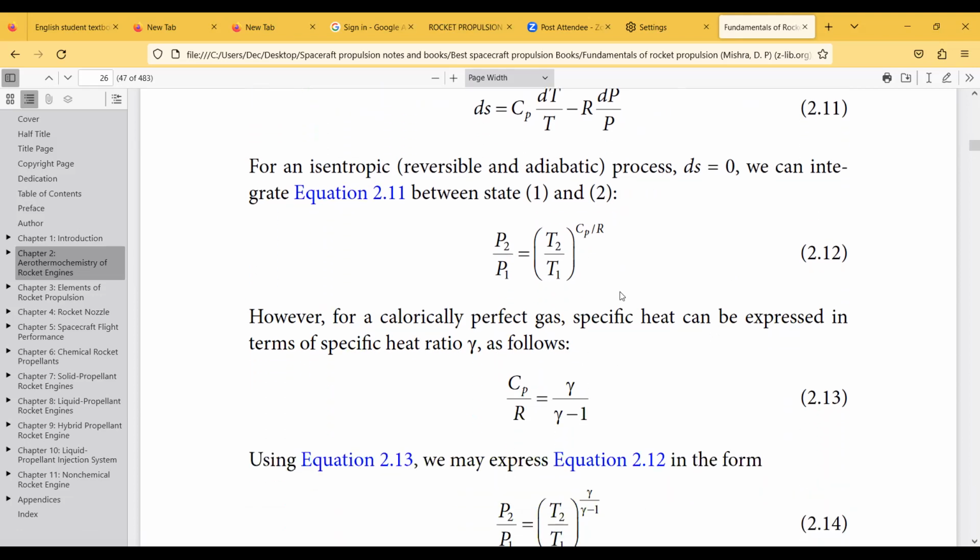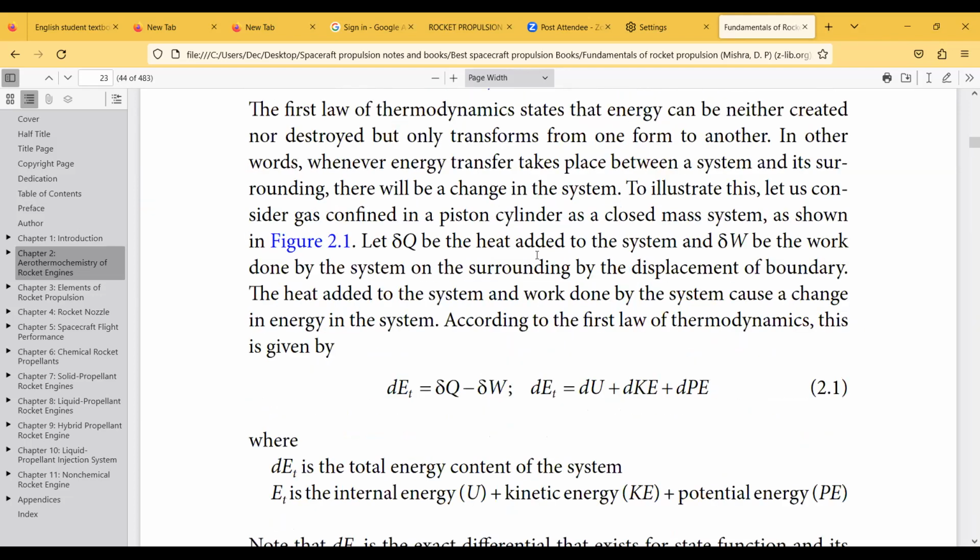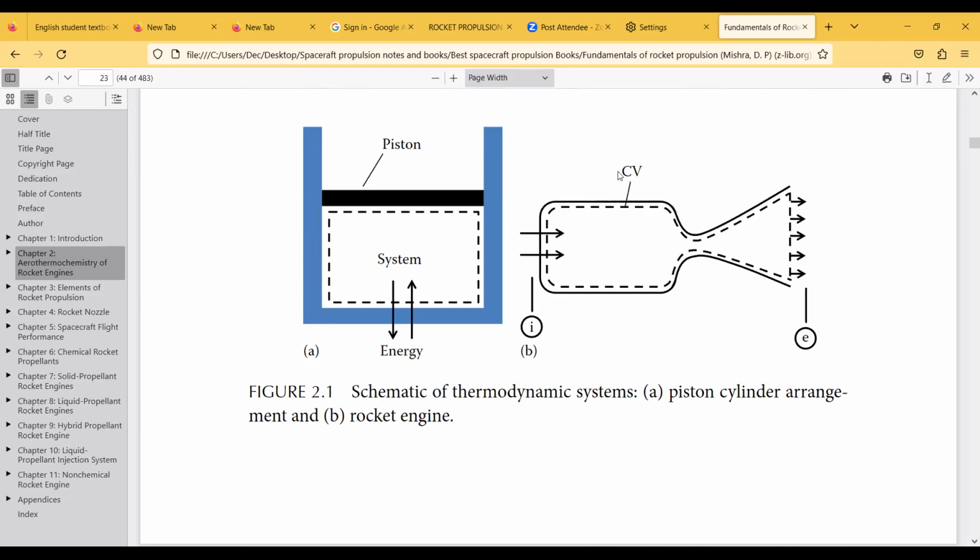We already derived this thing in terms of some other constant before, but now pressure at 2 divided by pressure at 1 is equal to temperature at 2 over temperature at 1 to the power of this thermodynamic constant, Cp over R. Look, Cp over R. That means pressure at 1, pressure at 2 means the combustion chamber pressure. You can give some points here: pressure at 1, pressure at 2, pressure at 3.